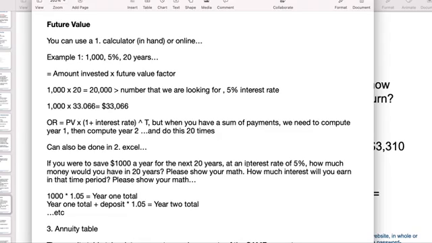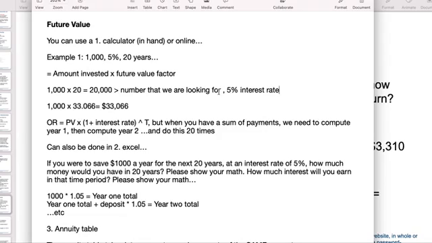If we do some rough math, we see that the $1,000 we're depositing at the end of every year times 20 years is going to give us $20,000, which is going to be less than the number we're actually looking for, because we're accruing interest on that money every year. So in the first year, we're earning $50 of interest.